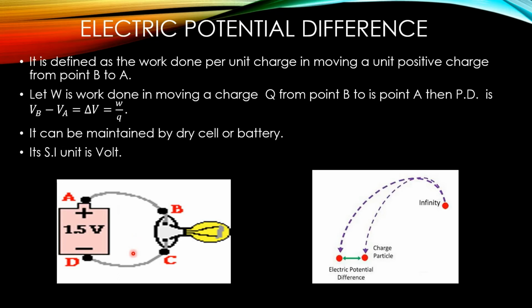What is electric potential difference? The amount of work done to shift a unit positive charge from one point to another point. It can be maintained by using a battery in electric circuits. The SI unit of potential difference is volt and it is denoted by V.